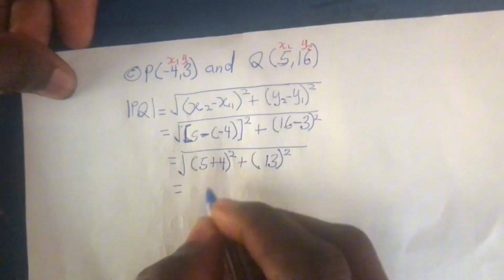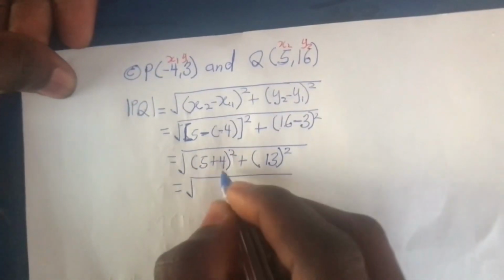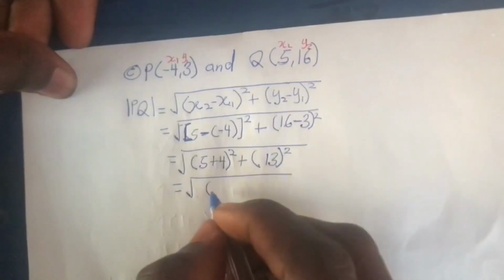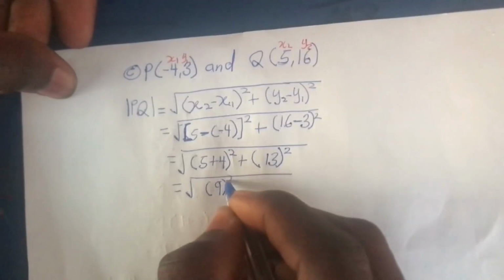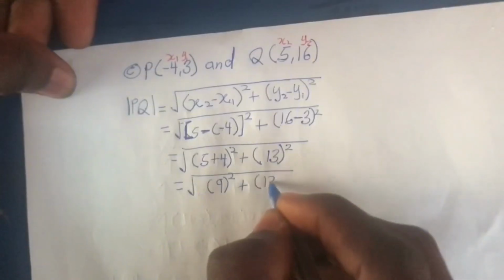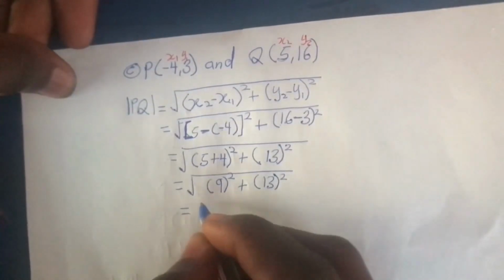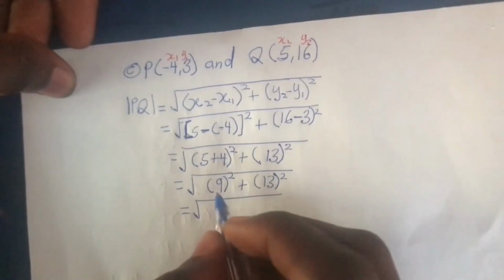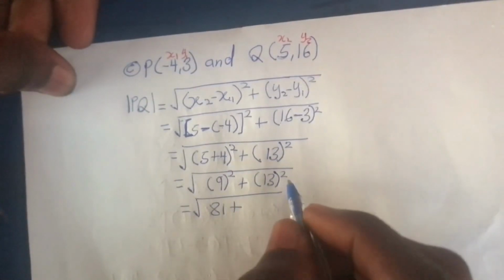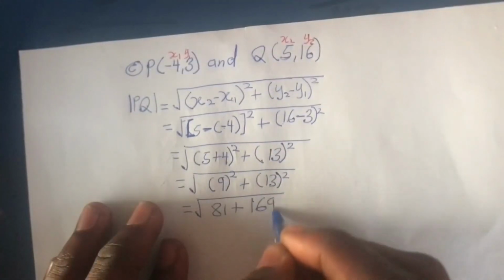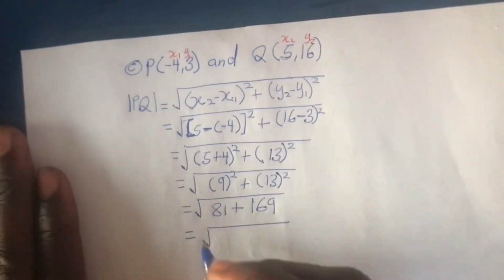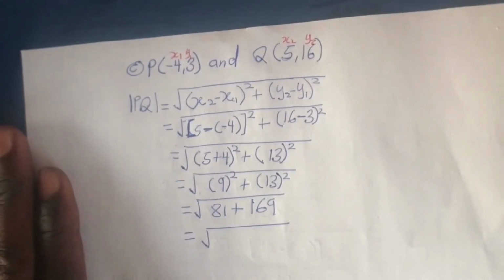So also squared. And I'll come down. 5 plus 4 will give me 9, also squared. Then plus the 13 squared. So now let's take the square of both numbers. 9 squared, 9 by 9 is 81, right? 13 by 13, 169. I hope you are following. Great.